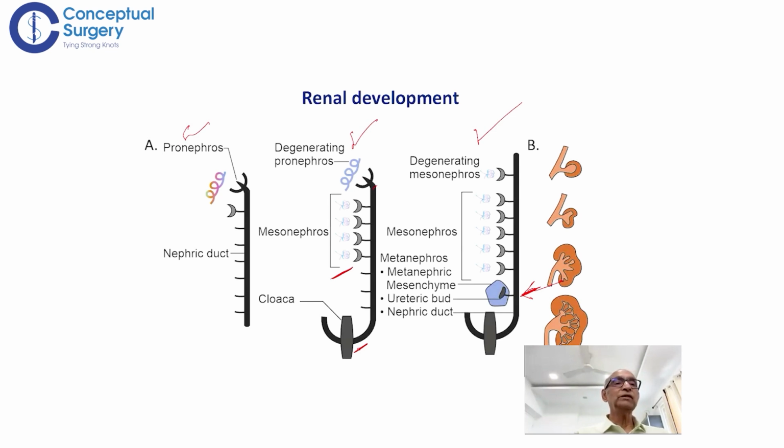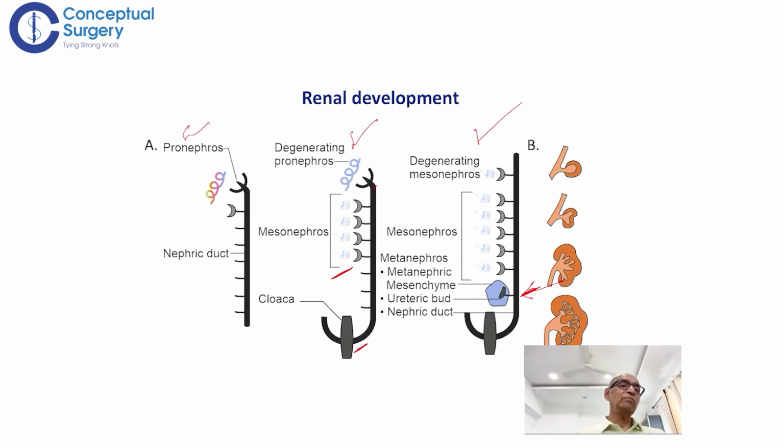So once it gets itself attached to the cloaca, then the metanephric blastema, which is locally developed in the region of the sacral area, that blastema surrounds the ureteric bud, which arises from the mesonephric duct. This is the area, right? This is the ureteric bud, which is going into the metanephric blastema. Now, this is a very important stage because the entire development of the kidney will depend upon this particular stage.